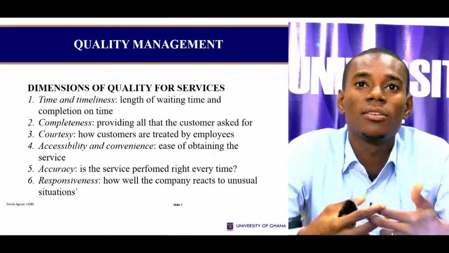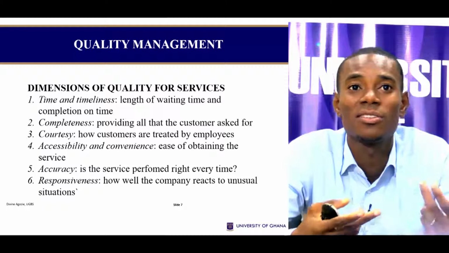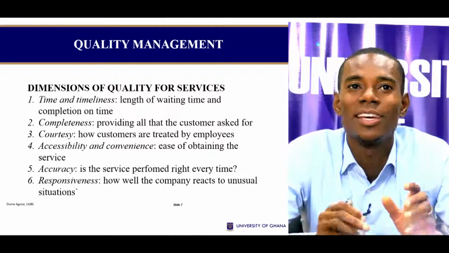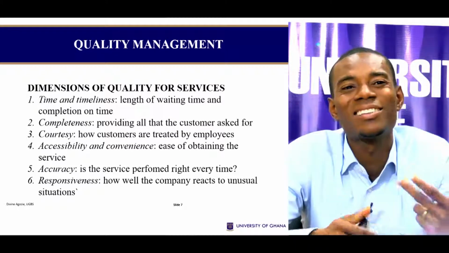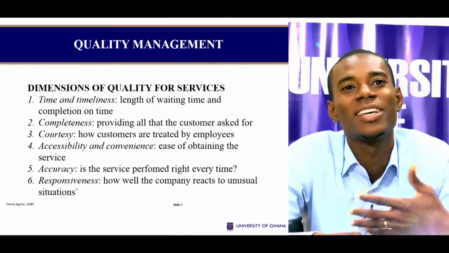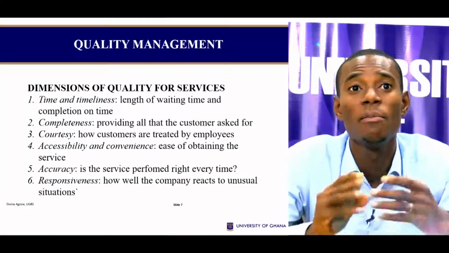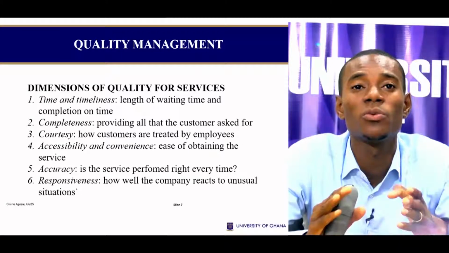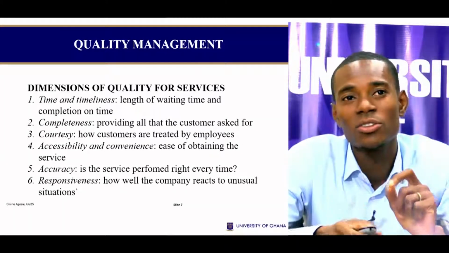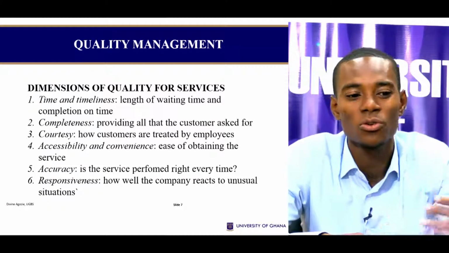Now, accessibility and convenience, ease of obtaining the service, how easy it is to access whatever the service is. And then accuracy, the service performed right every time. Get it? Now, when we move forward, we understand a certain caveat in quality. In quality management, we have a certain rule which says, get it right the first time. Get it right the first time. So we need to put in every measure, make sure that whatever service, whatever contact we're having with the customer, we get it right. Now, this issue of accuracy is very pertinent in the case of services because services are produced and consumed at the same time.